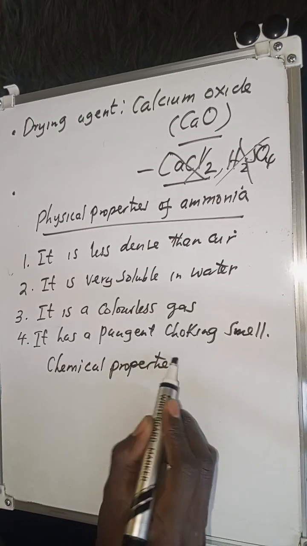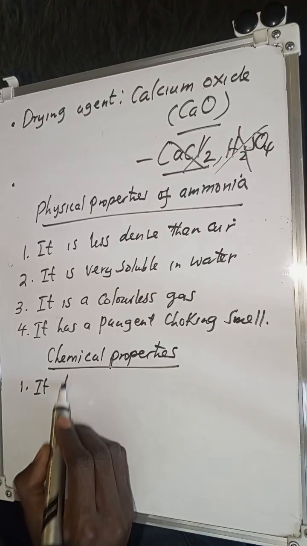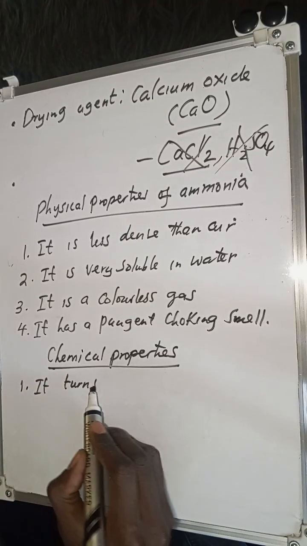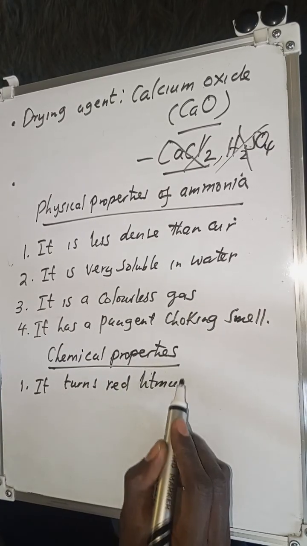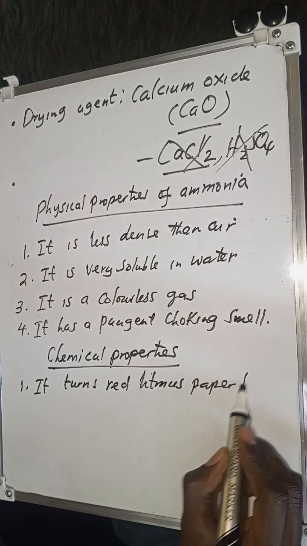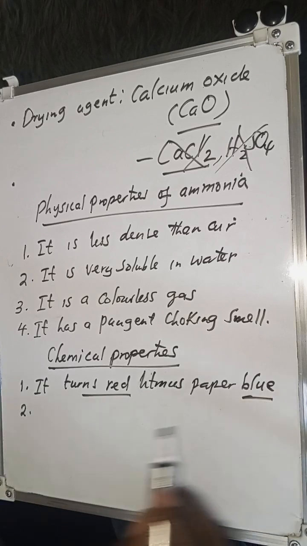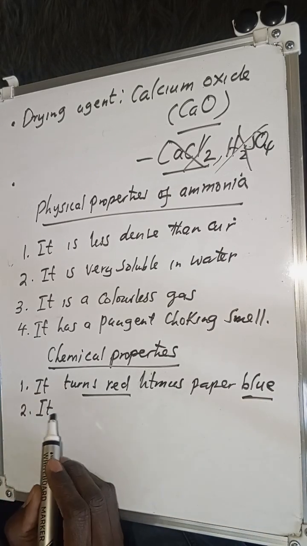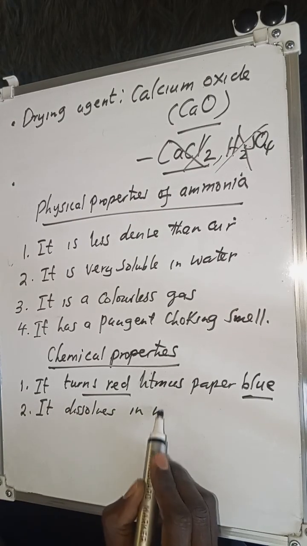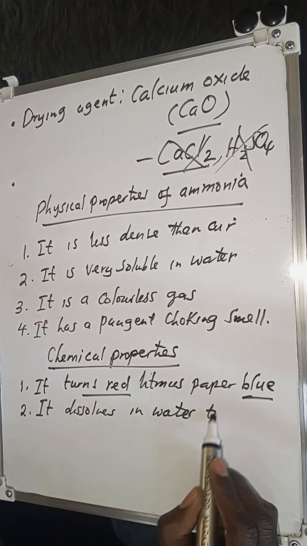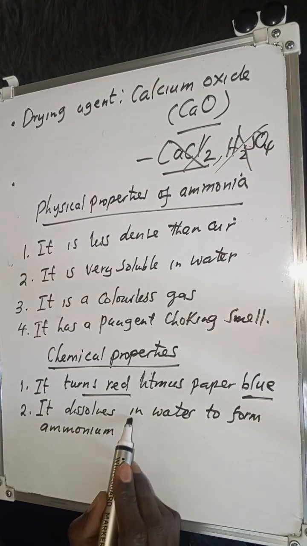Okay, what about the chemical properties? What are some of the chemical properties of ammonia that you need to remember? Like I said, ammonia is the only alkaline gas. Therefore, it turns red litmus paper blue. So it's the only alkaline gas that is capable of turning red litmus paper blue. Another chemical property you need to remember is that it dissolves in water to form ammonium hydroxide.